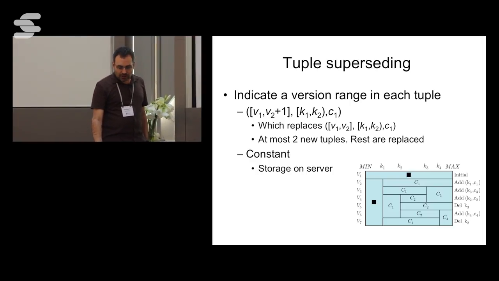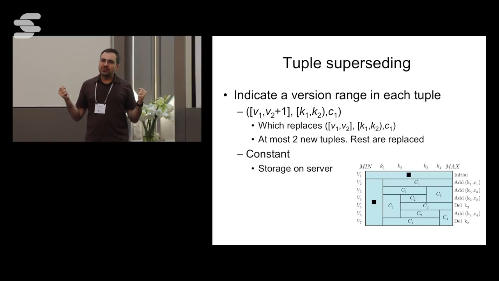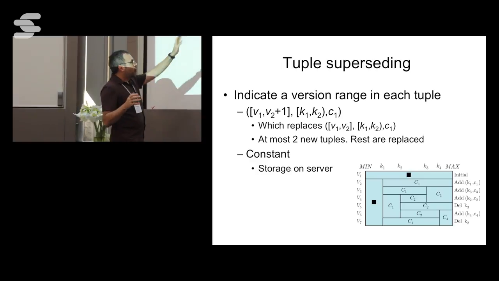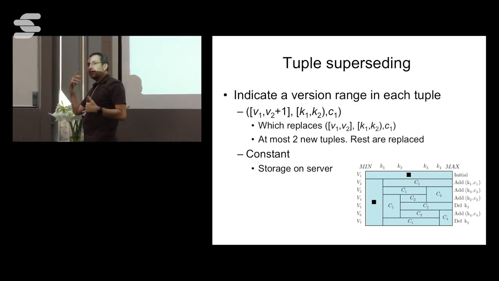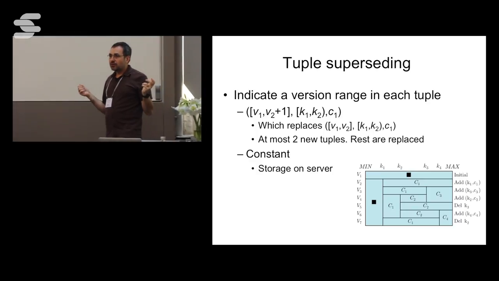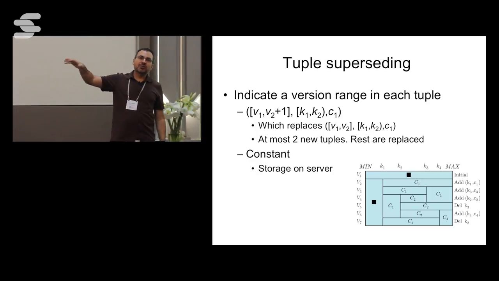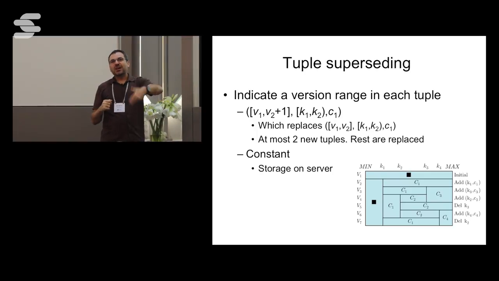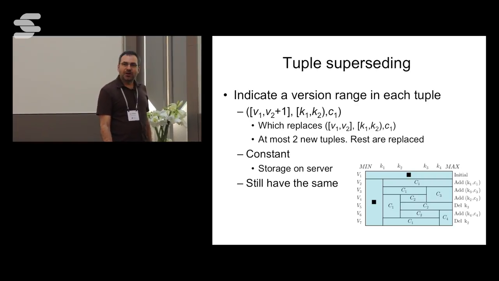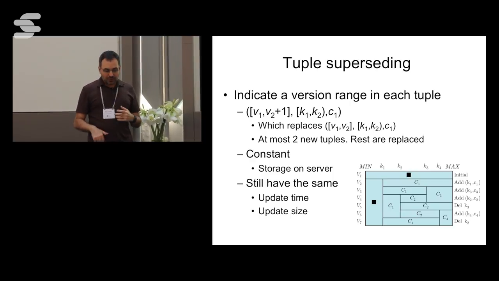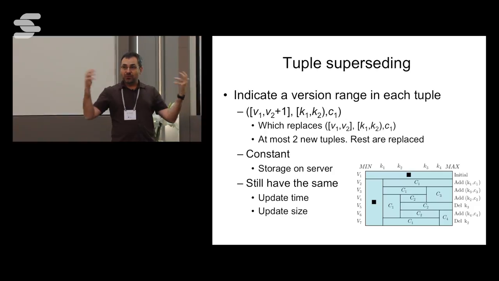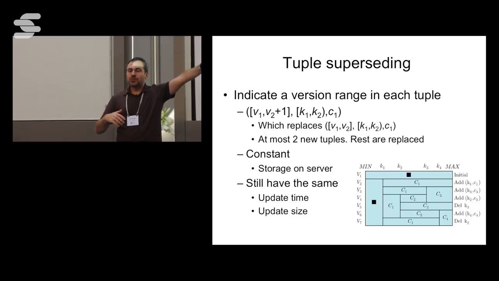Okay. So my storage on the server is now optimum in the sense that I'm storing one box for exactly how much complexity there is in the changes of my dictionary. So I'm optimum in server storage, but I'm not necessarily optimum in the amount of messages that I'm sending to the server. So we might want to optimize that too. But at least I have the same update time as before and the same update size as before for what I send from the publisher to the server.